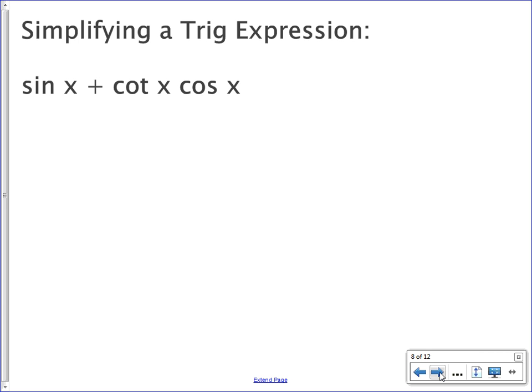We have the sine of x plus cotangent of x times cosine of x. Last time we were able to factor out a common function. Do we have that ability right now? We do not. So we need a different strategy. Does anyone have an idea? The quotient. Very good. I see a sine and a cosine, and then there's this cotangent. So maybe we could change this cotangent to what?